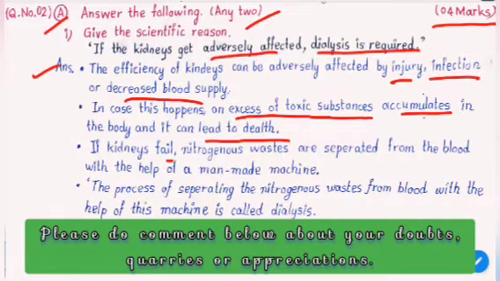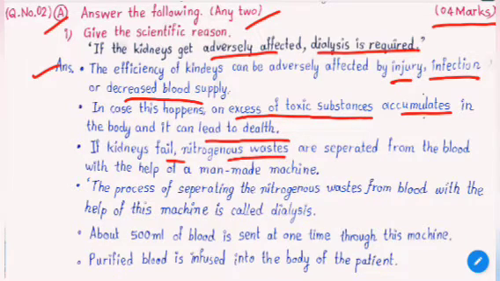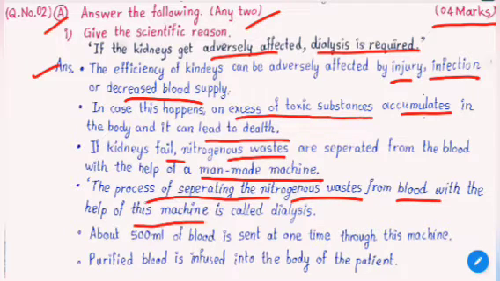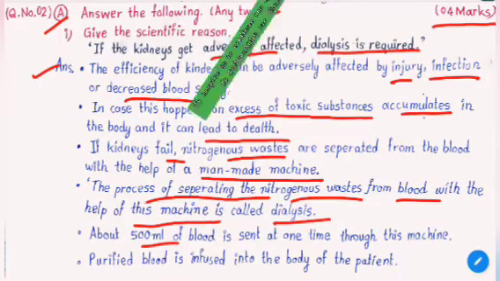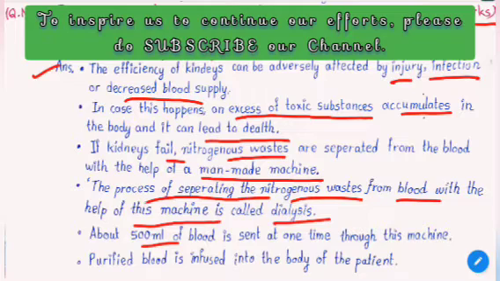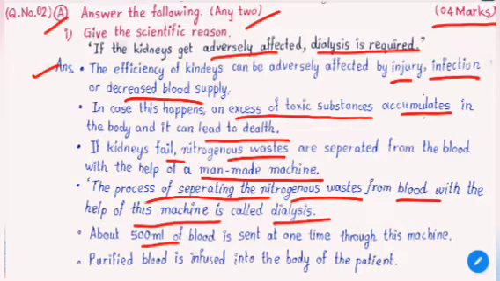If kidneys fail, nitrogenous waste is separated from the blood with the help of a man-made machine. The process of separating nitrogenous waste from blood with the help of a machine is called dialysis. About 500 ml of blood is sent at one time through this machine and purified blood is infused into the body of the patient. Hence, if the kidneys get adversely affected, dialysis is required.